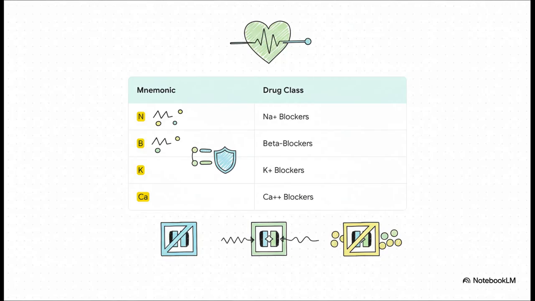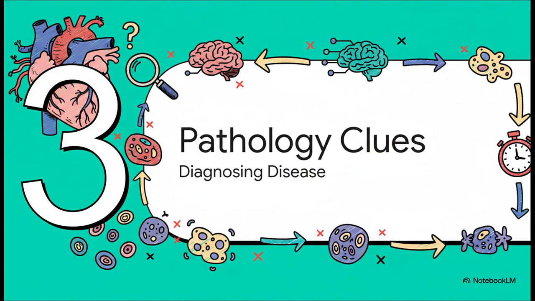Yup, N is for sodium channel blockers. B for beta blockers. K for potassium channel blockers. And C, well, that's for calcium channel blockers. That simple little acronym helps organize a whole field of pharmacology. Pretty neat.